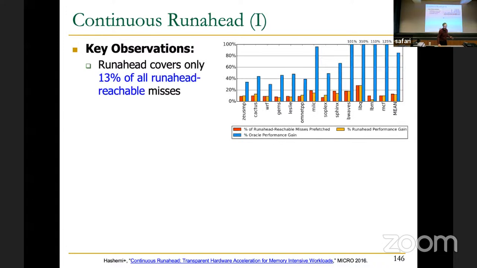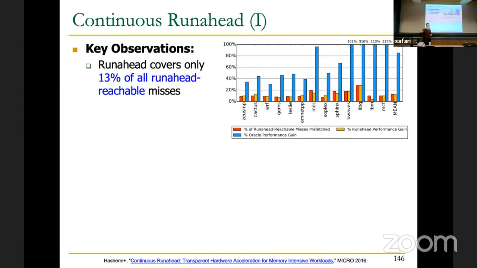So basically, the observation in this work is run-ahead works well, no question about that, but it's not achieving its potential. It covers only 13% of all run-ahead reachable misses. And this work defines run-ahead reachable misses as any miss that is not dependent on the original miss. So it's a very high bar, no question about that, because it could be happening at the end of the program, right?